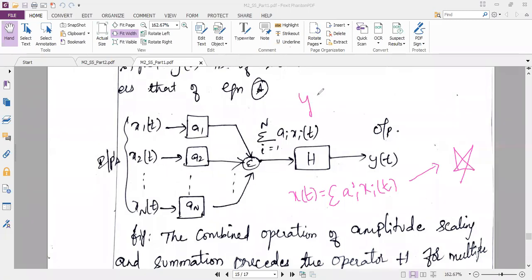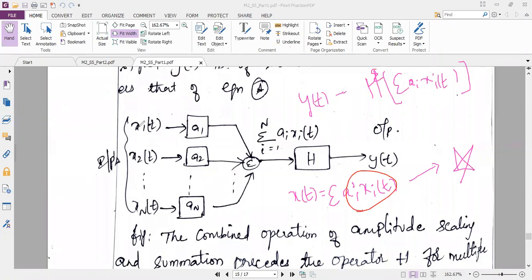Y of t is equal to, I'm sorry, y of t is equal to h of summation ai xi of t. I'm just taking these two equations and drawing the diagram. So you can see in the diagram, I want to generate this.